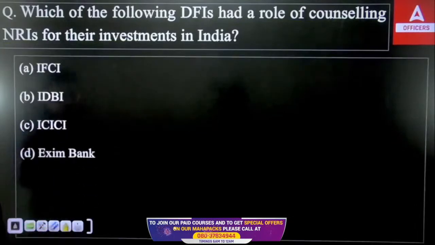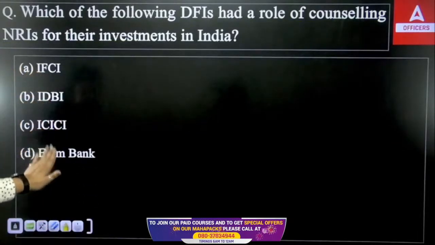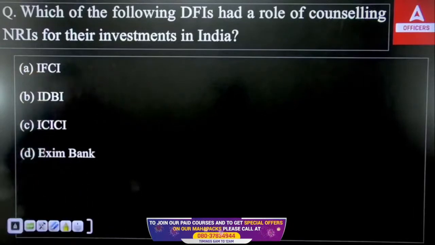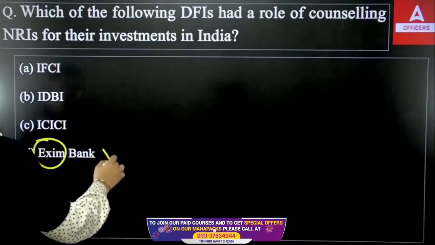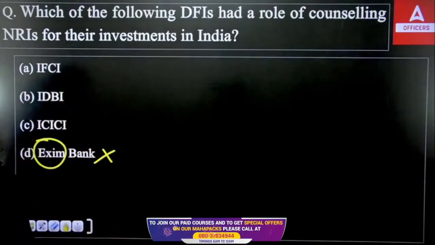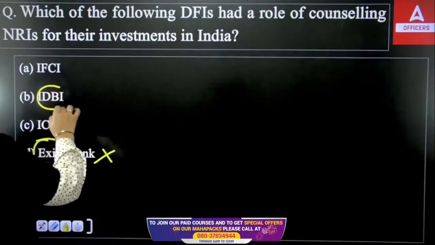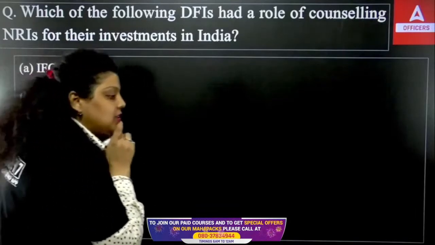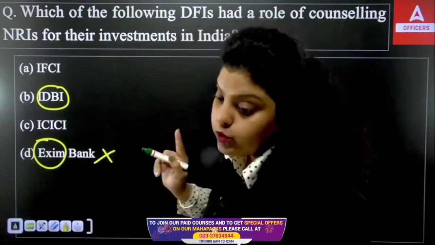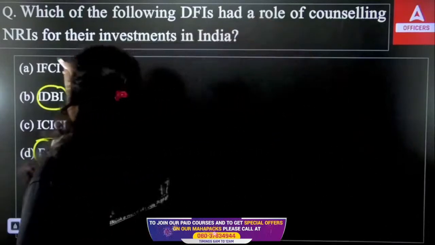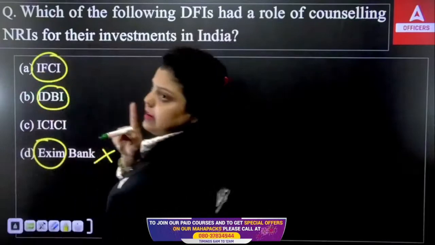Now, which of the following is it? Is it IFCI, IDBI, ICICI or Exim Bank? If I talk about Exim Bank, it mainly works for export-import. So, it will not be counseling for the investment of NRIs. Second, IDBI, Industrial Development Bank of India. This used to be the development financial institution. Now, it is the commercial bank. In 2005, it was converted by RBI. IFCI works for the big industries.